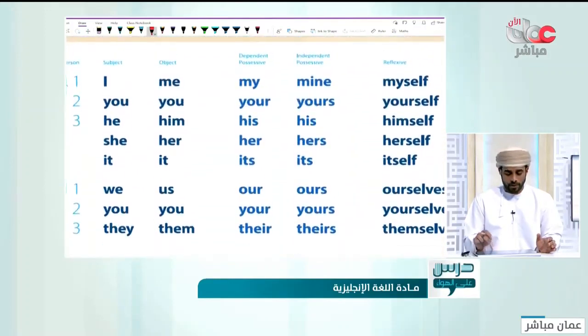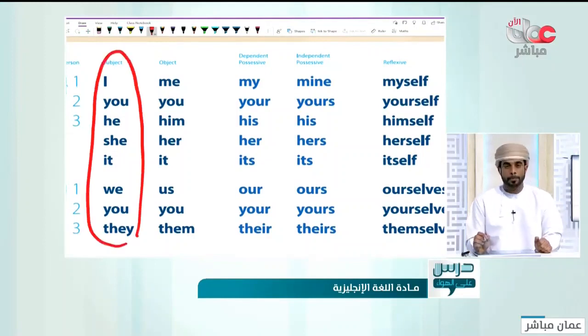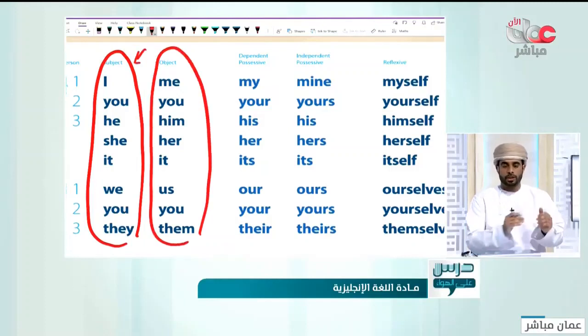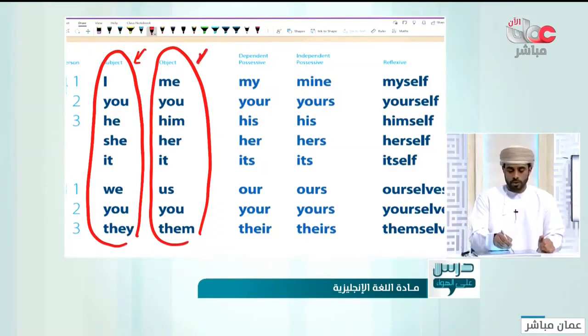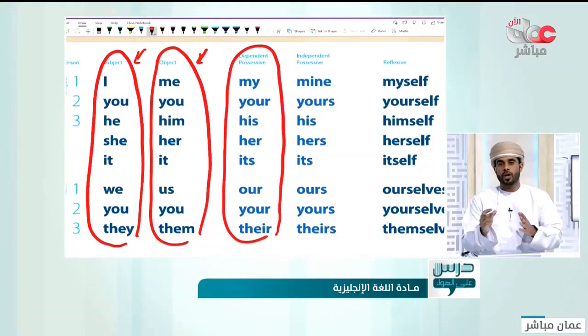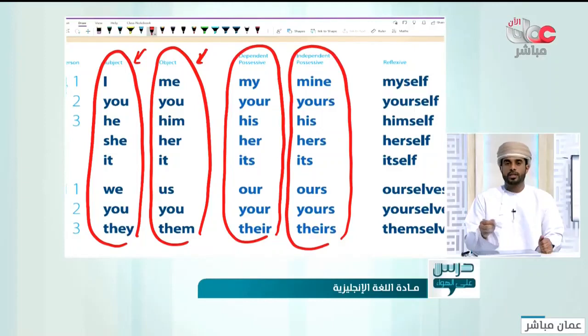Okay. In here we have the pronouns. There are subject pronouns, which are used in the place of the subject. We have object pronouns, which we use in the place of the object. And we have here possessive adjectives. Those are adjectives, they describe certain things. For example, it describes the book when I said my book, so it describes the book that it is mine, my book. And here are some possessive pronouns. This book is mine.